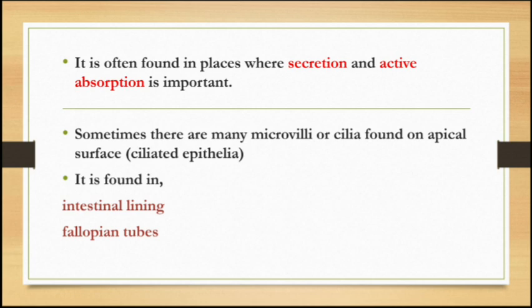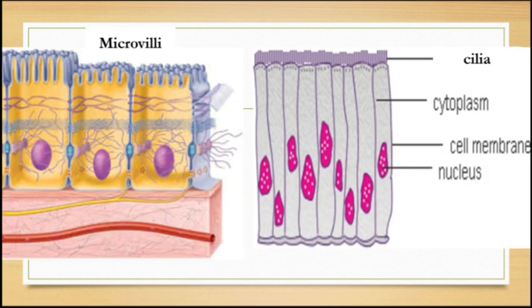What are the examples? Secretion and active absorption: intestinal lining, gastrointestinal lining, and fallopian tubes. Fallopian tubes also contain this simple columnar epithelium. Sometimes there are microvilli or cilia found on the apical surface. When there are cilia on the apical surface, we know it as ciliated epithelia, ciliated simple columnar epithelium.